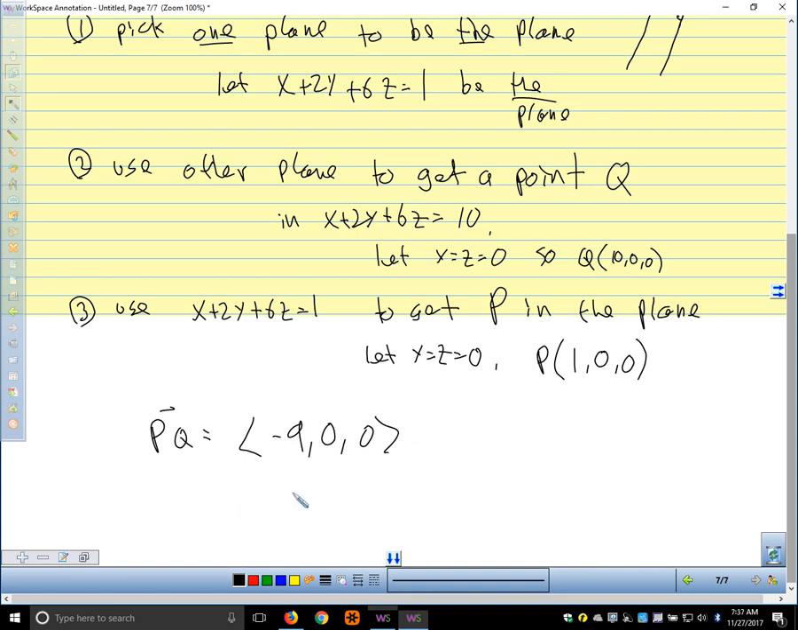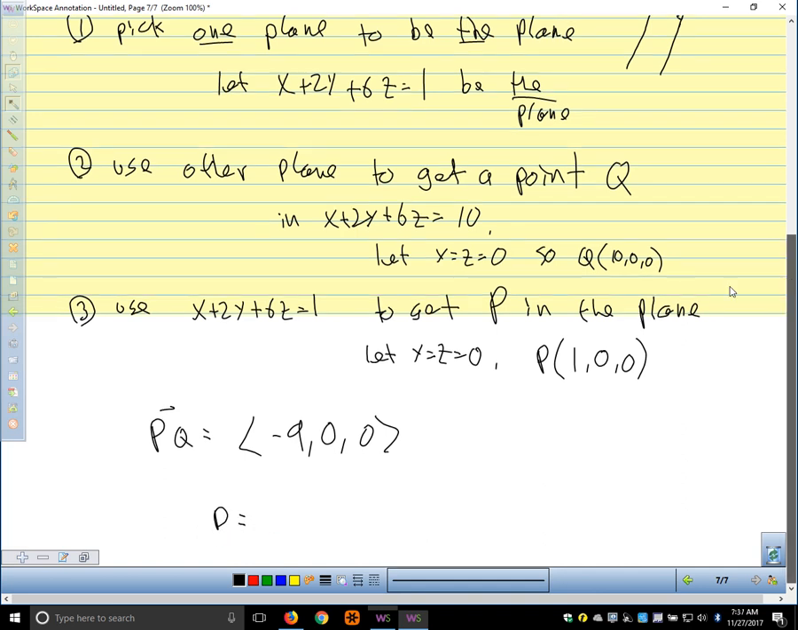And our distance is the magnitude of PQ dot n. What's our normal vector for this plane? 1, 2, 6. Well, that's the normal vector for both planes, right? Since they're parallel. And it is 1, 2, 6. So our distance is the dot product here.